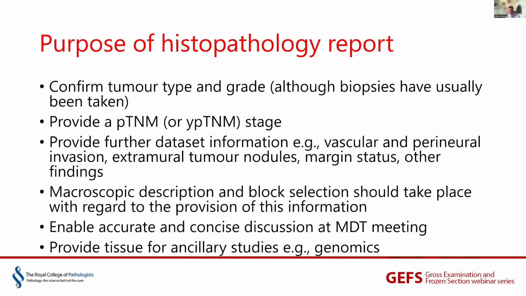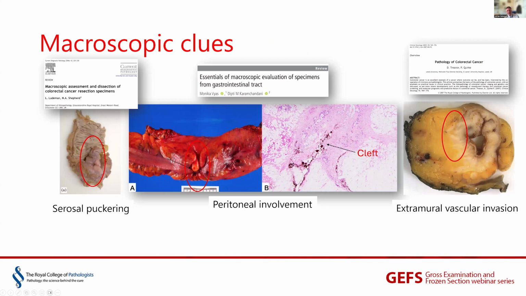And also, of course, increasingly nowadays, you may be wanting to provide tissue for other things, such as genomic studies, BRAF, KRAS, NRAS mutation analysis, for example. Okay, so there are some extra naked eye clues. There's another nice diagram from this earlier paper I mentioned to you earlier in this talk.